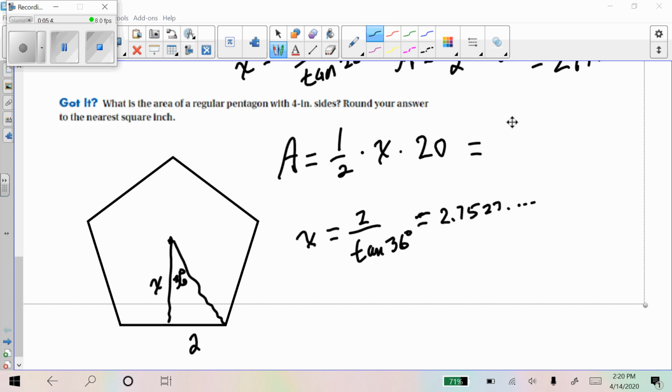Rounded to the nearest square inch, I got 27.5, so 28.